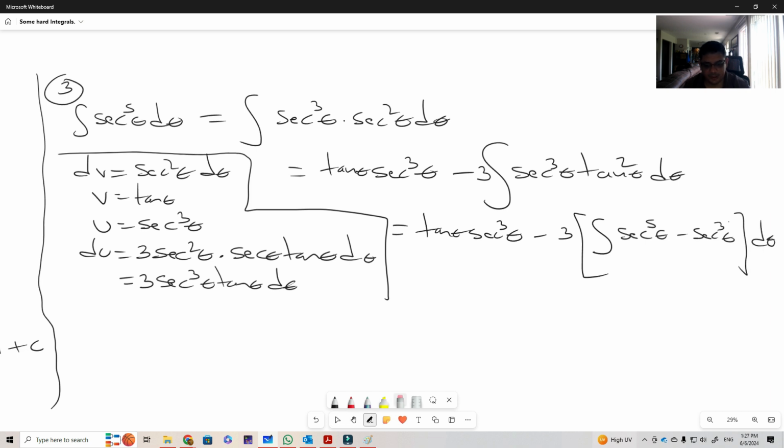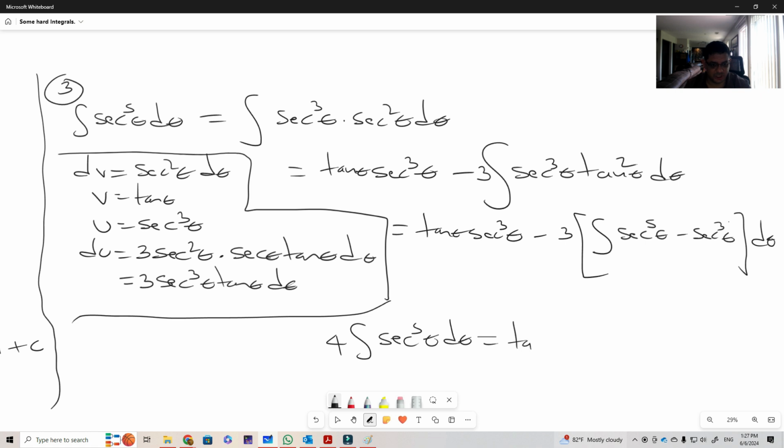And now, what that means is that the integral of secant to the 5, by the way, I have 3 of those here, so I can move it to the other side, and now it's going to be 4, right? And that'll be tangent of theta secant cubed, and then plus 3 times the integral of secant cubed. So notice that there is some sort of symmetry going on in there, but I can put everything together now. I'm going to divide this on the other side.